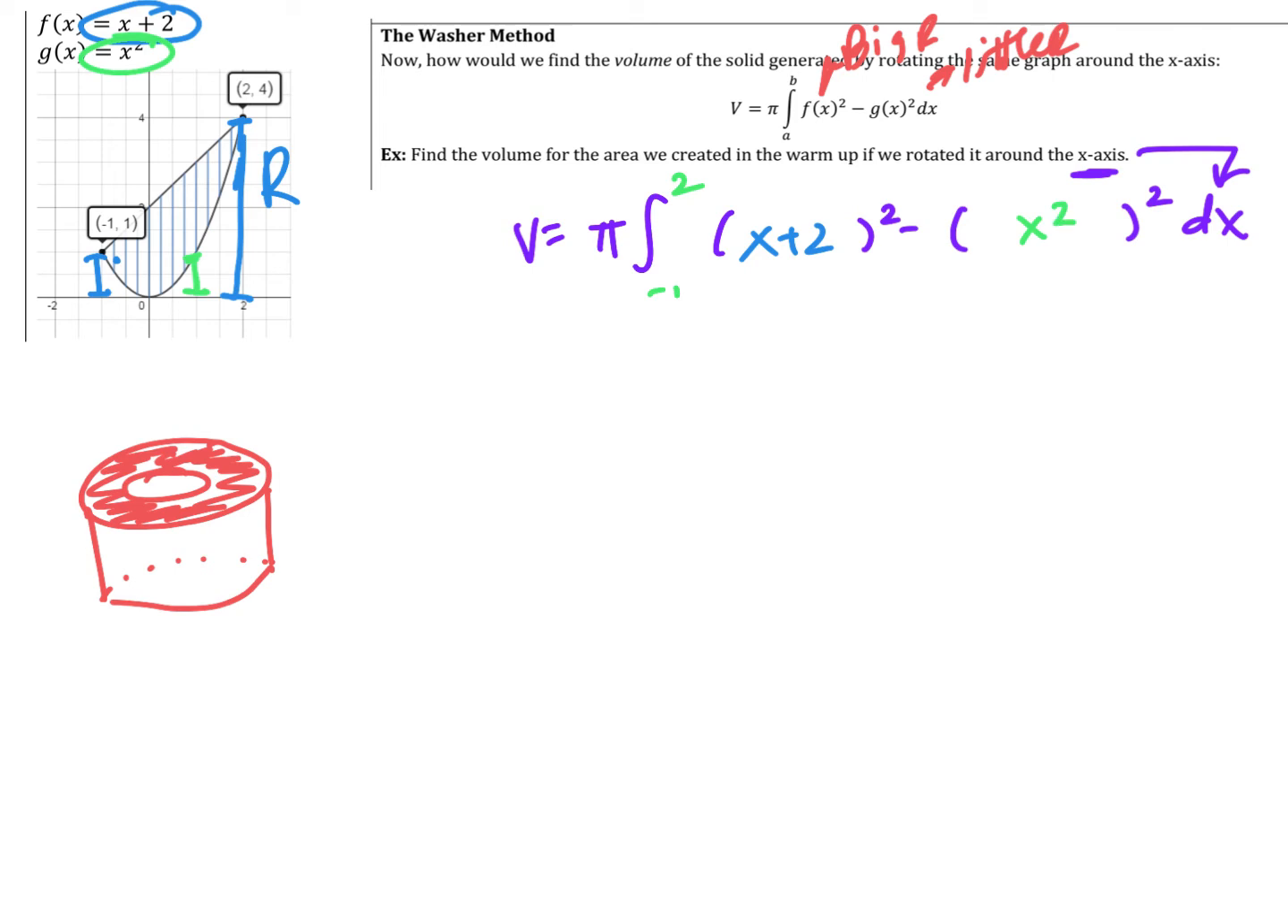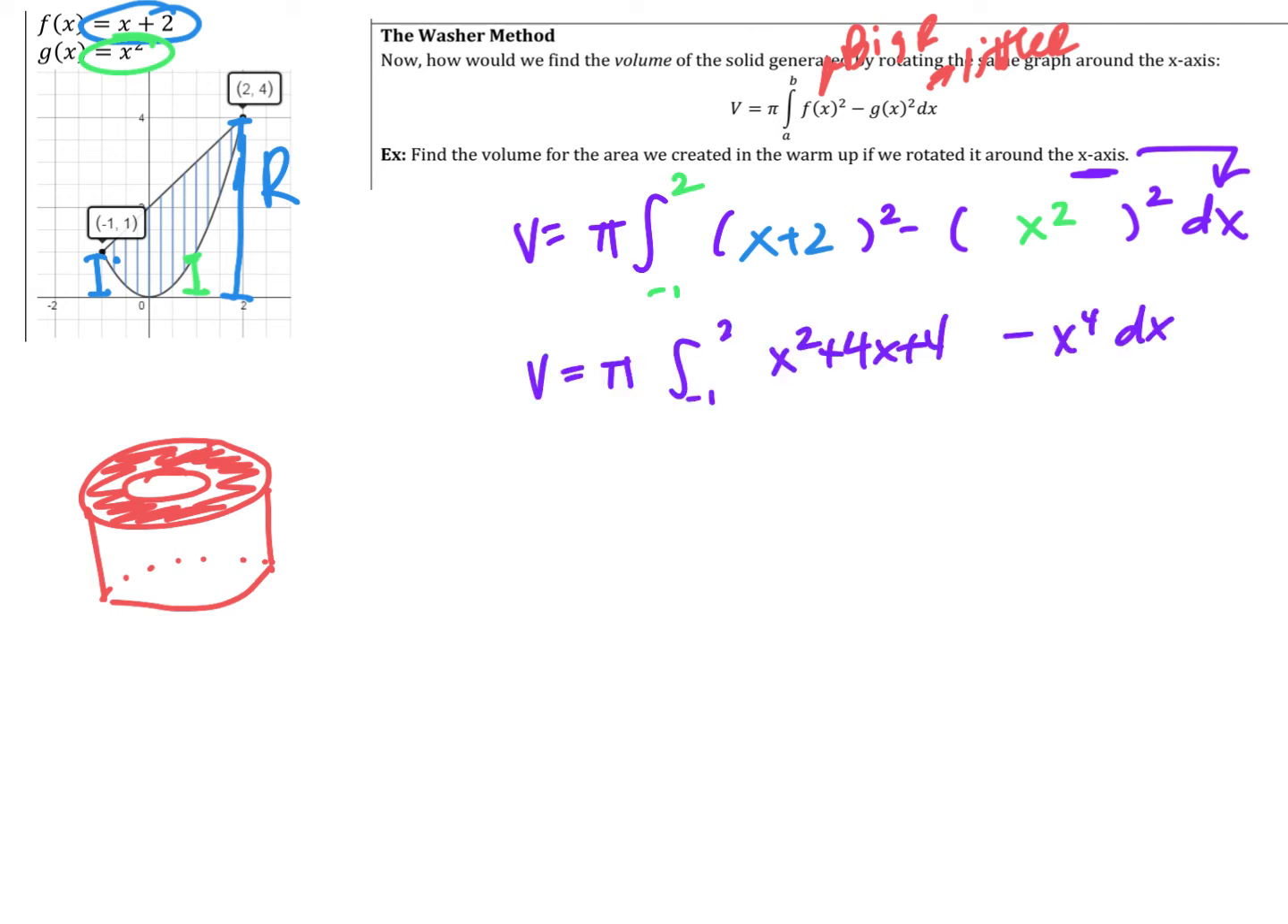So really ask yourself and draw those lines to make yourself see that radius. That radius is rotating around the axes to create this donut-looking washer. And that's how we have to decide which is our outside or our big R and which is our inside or our little r. So go ahead and simplify this integral and then work through to find the antiderivative, and then unpause the video to see how you did.